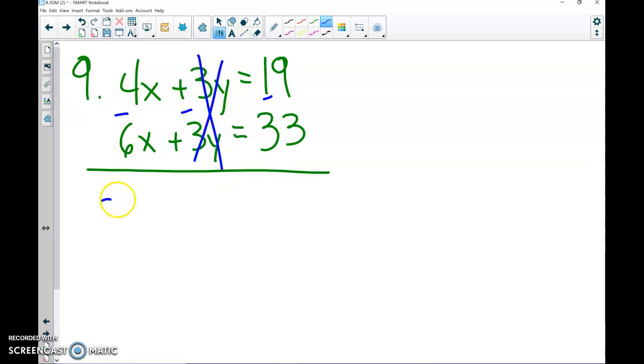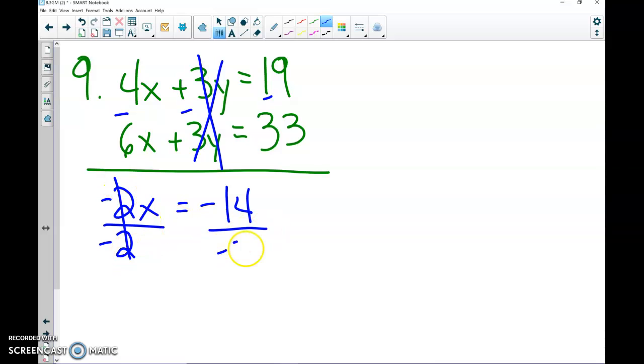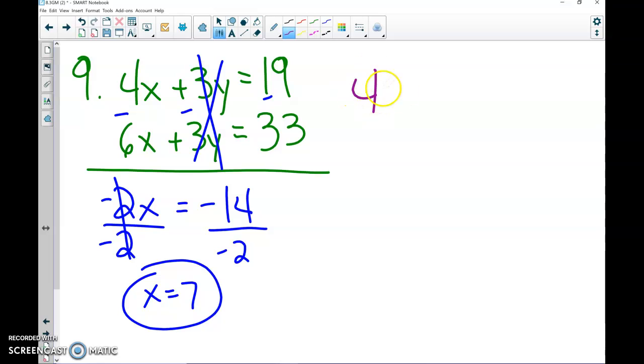4x minus 6x is negative 2x. 19 minus 33 is negative 14. So I end up with negative 2x equals negative 14. Divide by negative 2. Divide by negative 2. And x equals a positive 7. Okay, same thing. I have a choice of the top equation or the bottom equation. Again, I'm just going to pick the top one because it has smaller numbers. It's going to be easier to multiply by.